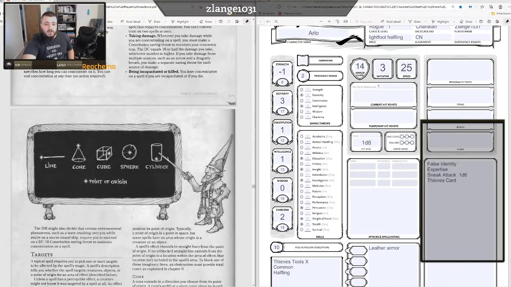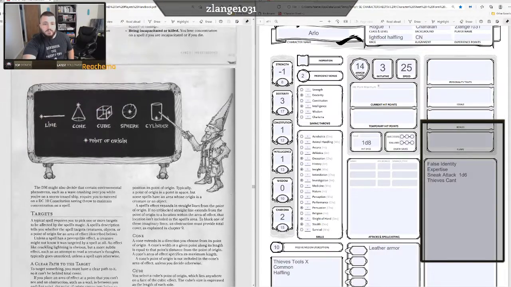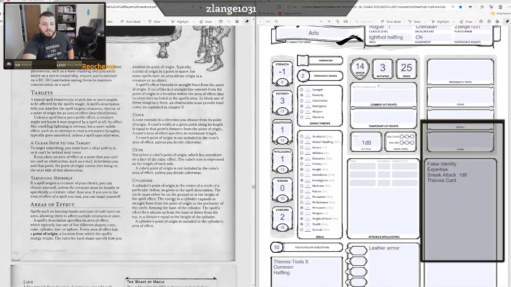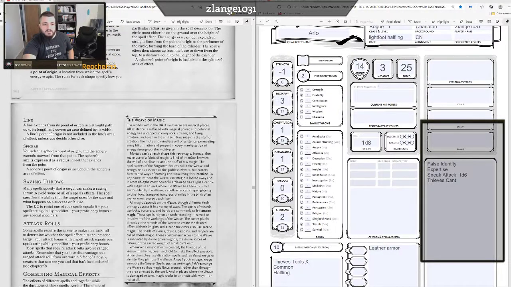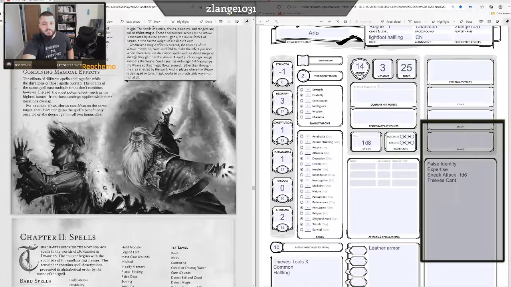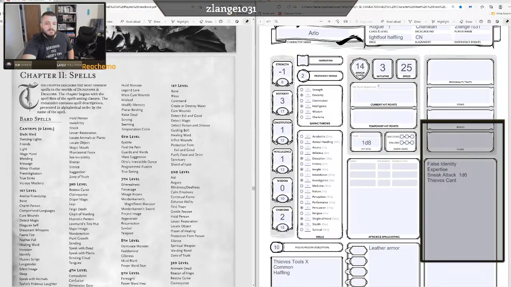Different ways to cast spells, the different shapes the spell takes: lines, cones, cubes, spheres, cylinders. The star here represents the point of origin. You can make a cube from any point of origin, a sphere, line. Targets, areas of effect. What all that stuff is. Your saving throws, attack rolls, combining the effects for better.